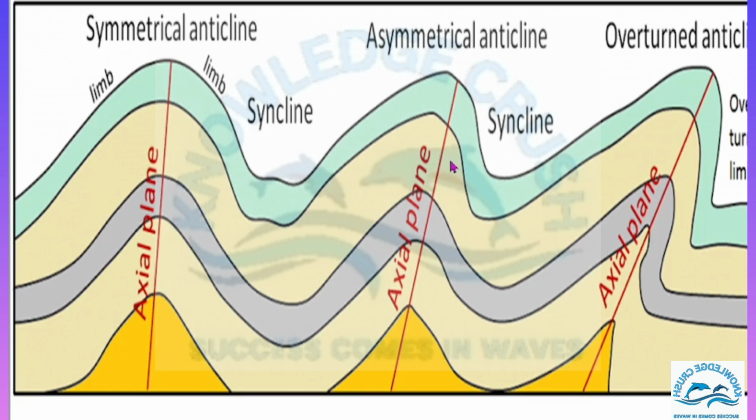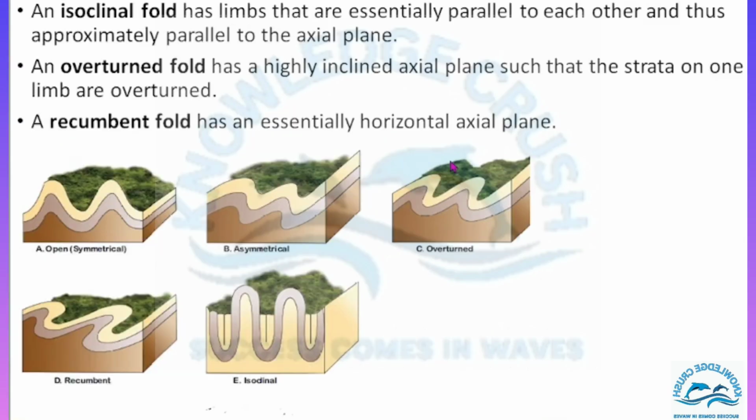Then we talk about the isocline. An isocline has limbs that are essentially parallel to each other and thus approximately parallel to the axial plane. This is called the isocline. Now we talk about the overturned fold. Overturned, because the limbs are overturning each other. These have highly inclined axial planes such that strata on the limb are overturned, and this is called the overturned fold.